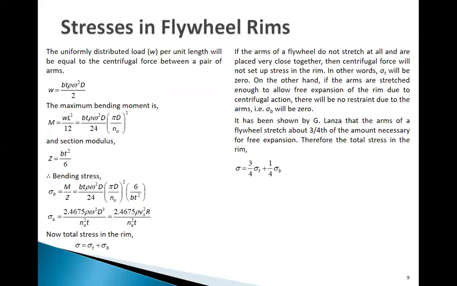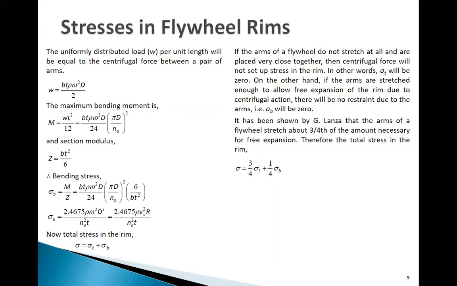The uniformly distributed load w per unit length will be equal to the centrifugal force between a pair of arms. So w is equal to b t rho omega squared D over 2. Now the maximum bending moment is M equal to w L squared over 12, equal to b t rho omega squared D over 24 times (pi D over n_A) squared. And the section modulus is Z equal to b t squared over 6.